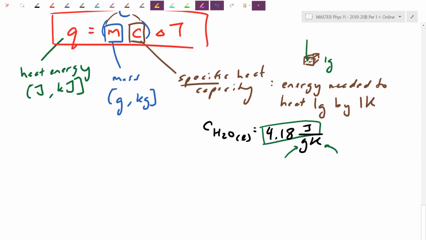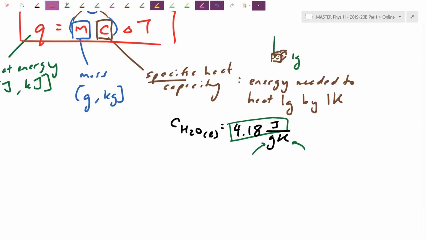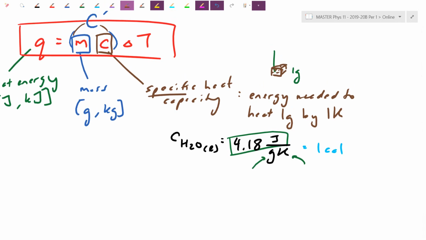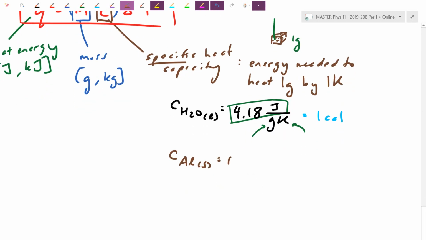So that 4.18 here is actually where in food chemistry we get our calorie from. This is 1 calorie of energy. Let's compare that off the top of my head. I remember the specific heat capacity of aluminum. Aluminum is a metal, so aluminum is a solid. The heat capacity is only 0.90 for aluminum. So joule per gram Kelvin, it's the same unit, so I can make a comparison.